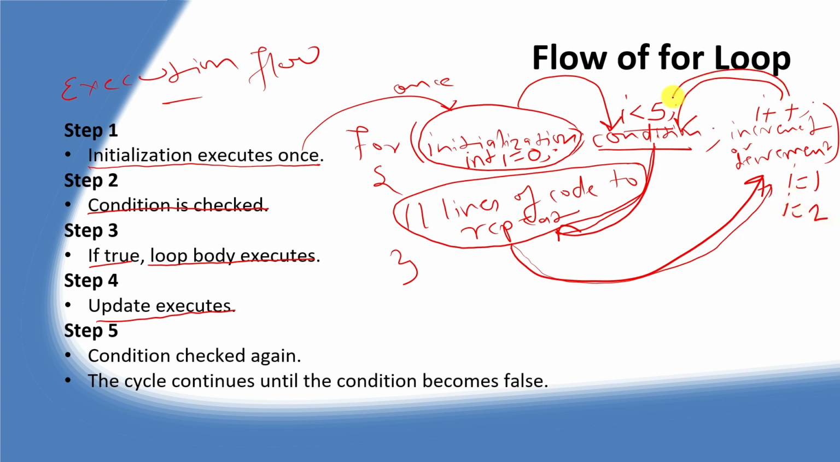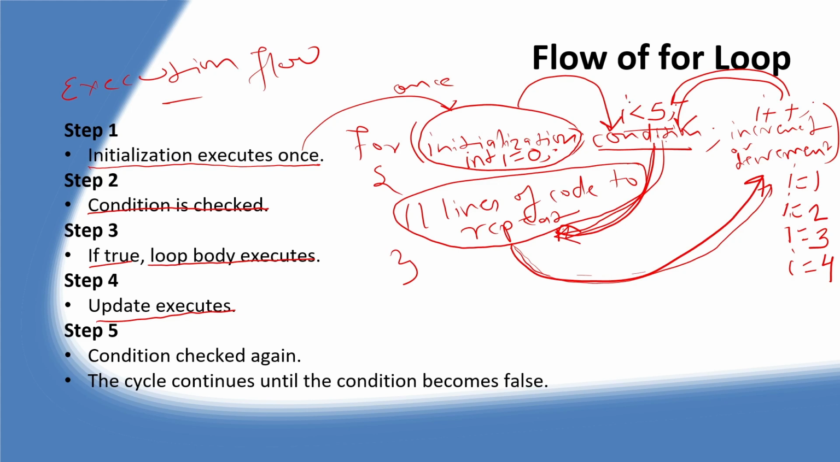Then again it will check the condition: 2 is less than 5. Yes, the condition is satisfied, it is true. Then again it will execute the body and go to the increment, increasing the value of i to 3. After the increment, again condition checking: 3 is less than 5. Yes, correct. Then again it will execute the body, then go for the increment and increase the value of i to 4.